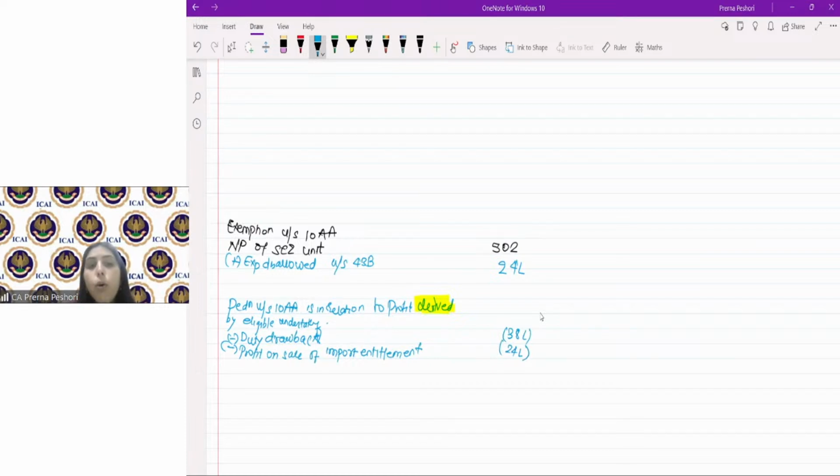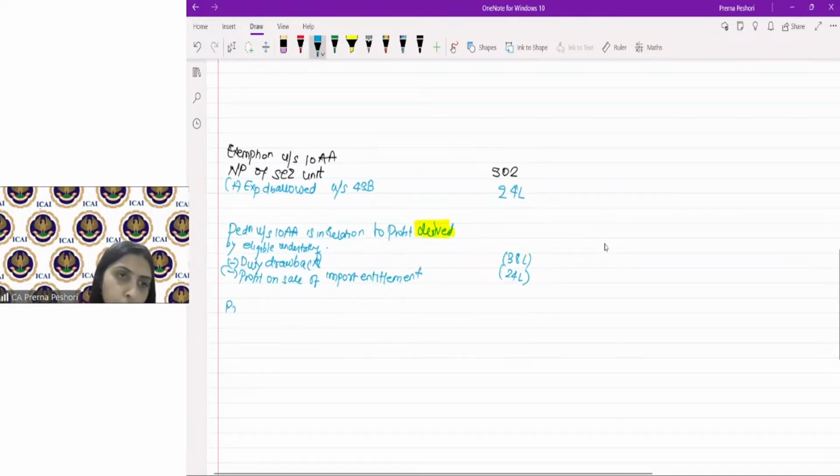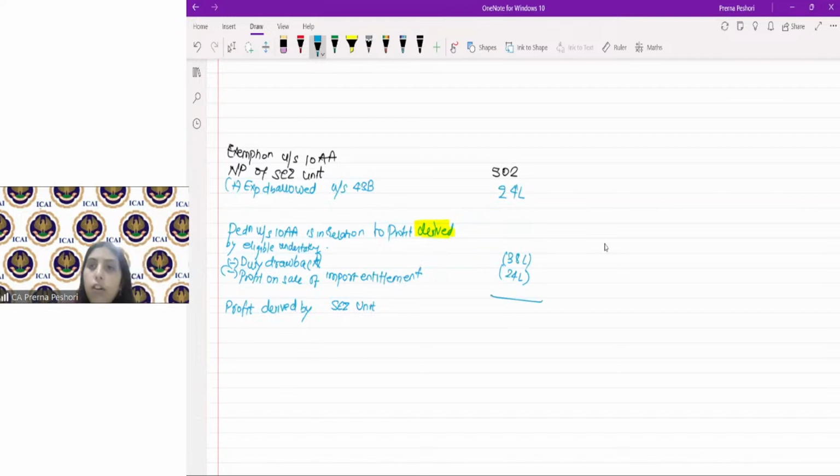Fine. Now, what is the profit derived by the SEZ unit? So my profit derived by the SEZ unit is 464. Fine. Here you can write Orchid Pharma, Supreme Court. Fine. Now my profit derived is 464. Are we all getting this?